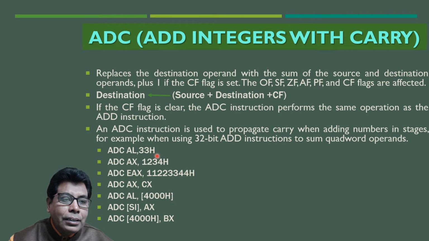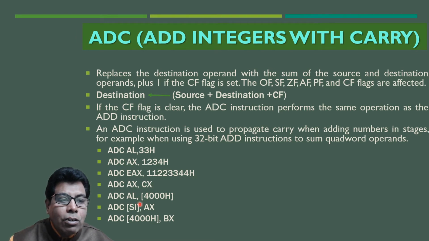ADC AL, 33. Here the 8-bit number 33 is added with AL with carry. Then ADC AX, 1234. 1234 is a 16-bit number which is added with AX along with carry. Then ADC EAX, 11223344. Now this is a 32-bit number which will be added with EAX along with carry. Then ADC AX, CX. So AX and CX are added along with carry.